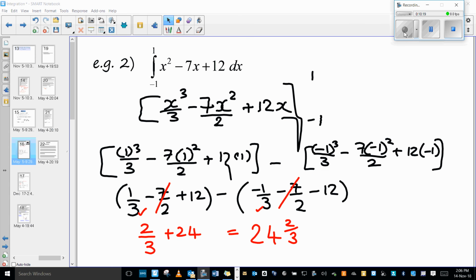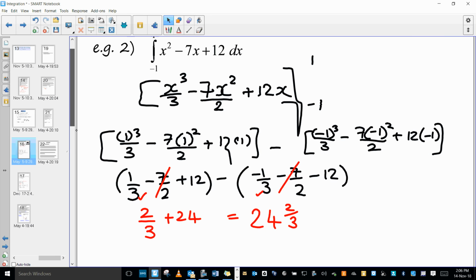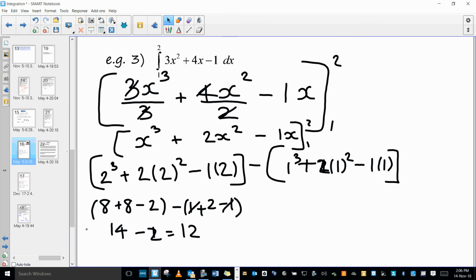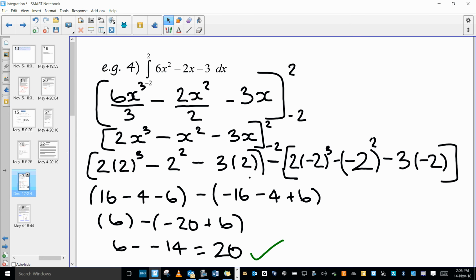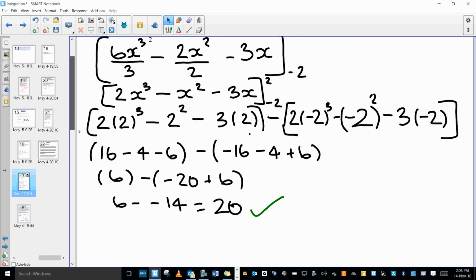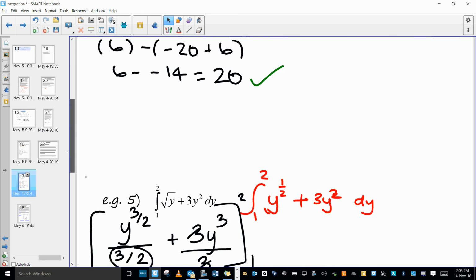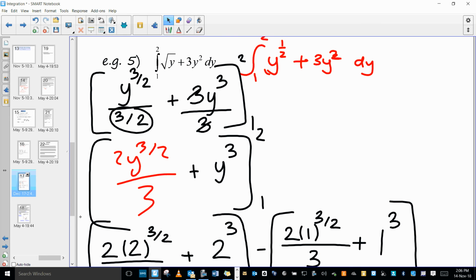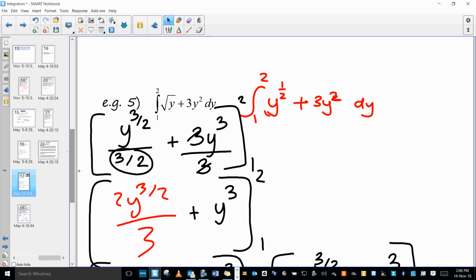Alright, okay, so these are the examples. I think we did 2 already. And then this one is example 3, kindly done by Jennifer, and this one is number 4, also done by Jennifer. And then this one, number 5. So just note for number 5, remember we've got root y, so that has to be rewritten as y to the half. These are y's and not x's, but same process, even though it's a y.